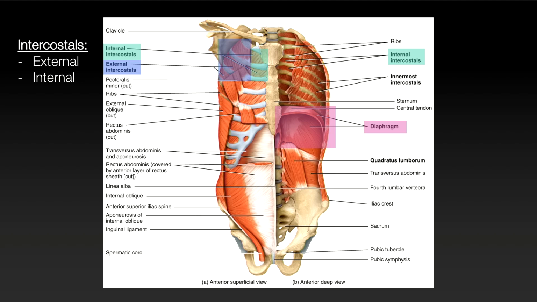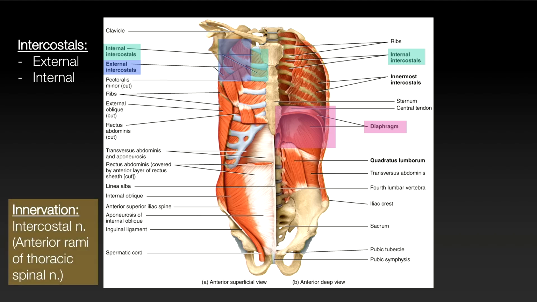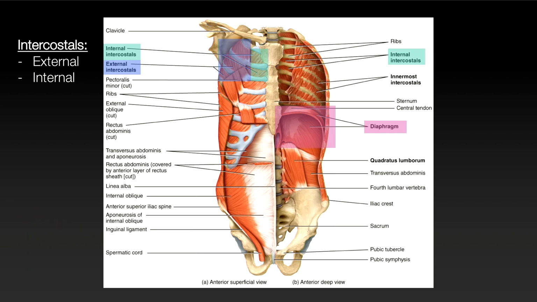I should add the innermost. Where are they? Oh, I didn't highlight the right one. The innermost intercostals. And I didn't add them originally because the innermost and the internals are essentially the same thing. Fibers in the same direction, innervated and supplied by the same nerves and arteries.